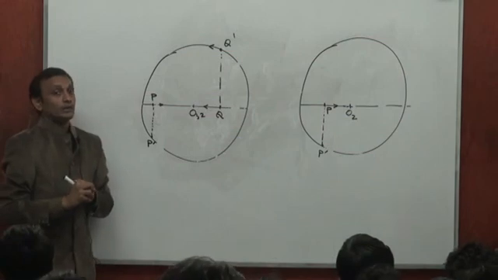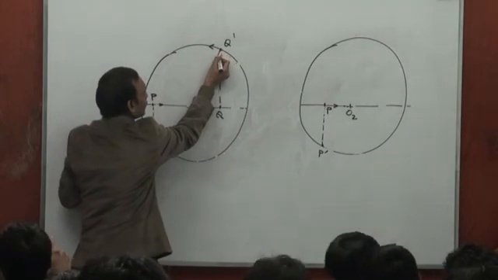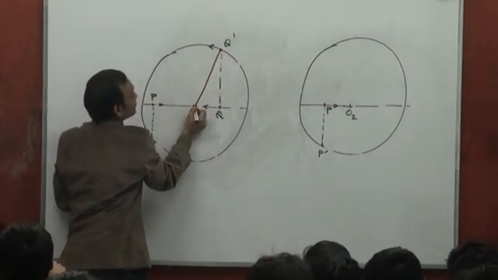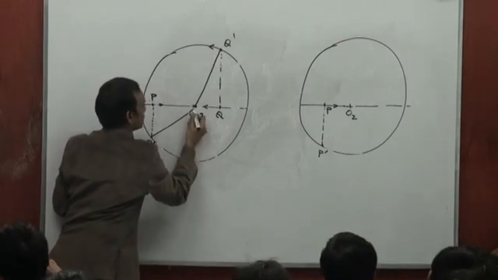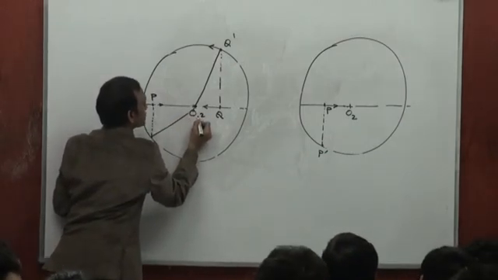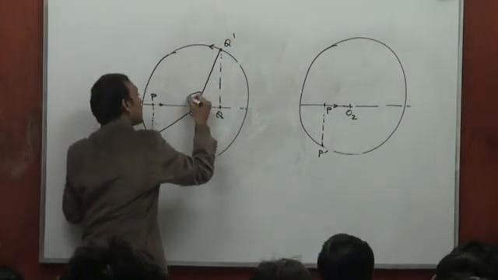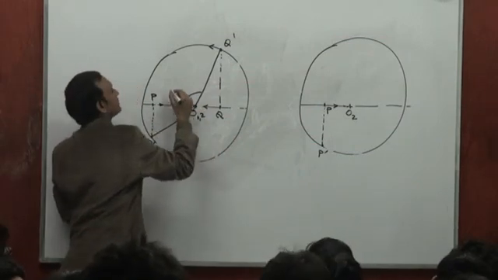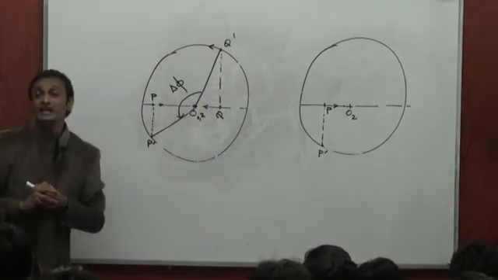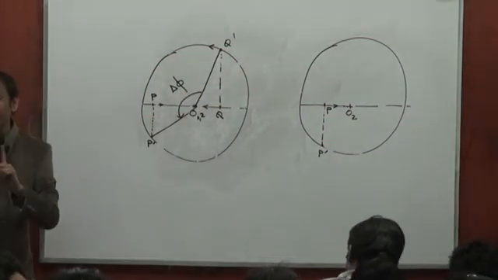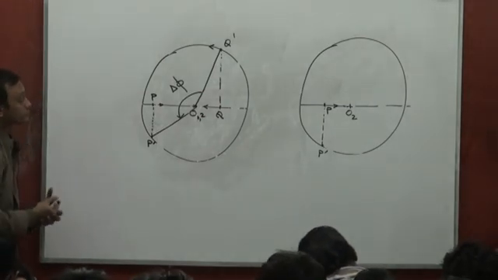Now, the phase difference of oscillation is obtained this way: join their corresponding points on the auxiliary circle to the center of the circle, which is the mean position, and this angle then is the phase difference between the two oscillators. This angle delta phi essentially is the phase difference between the two oscillators.